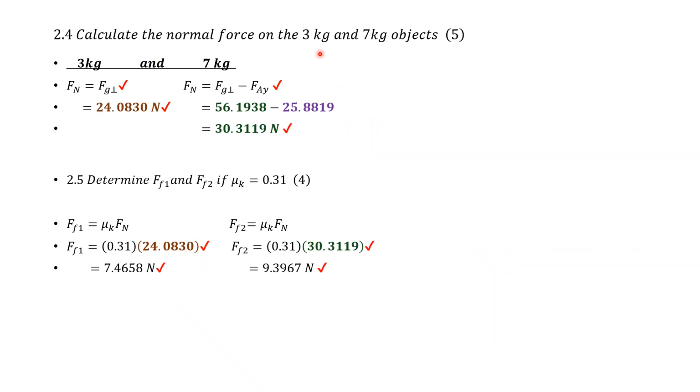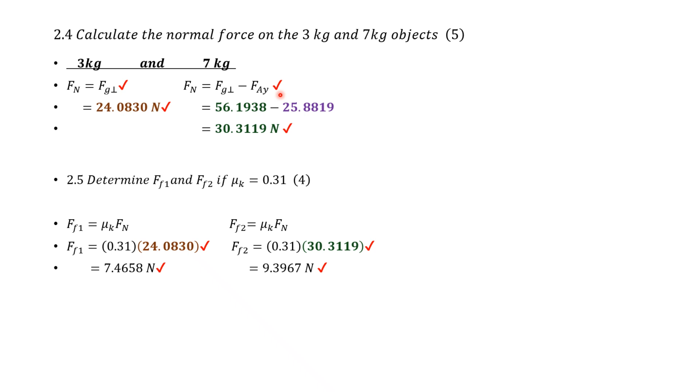Calculate the normal force on a 3 kg and a 7 kg object. For the 3 kg object, normal force simply equals the perpendicular force of gravity, 24,083 newtons. But for the 7 kg, because we're pulling the object at an angle of 15 degrees, we still have the applied force in the y direction. So normal force equals Fg perpendicular minus Fay. Same as what we did in the previous problems.